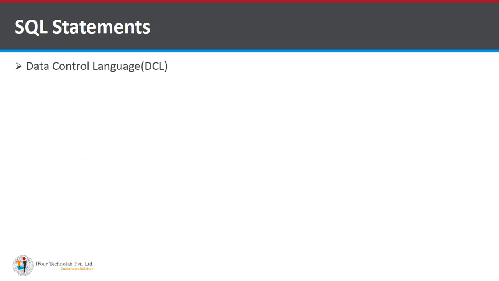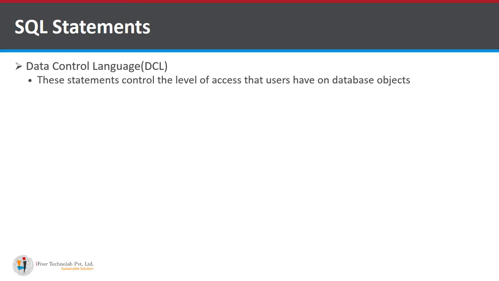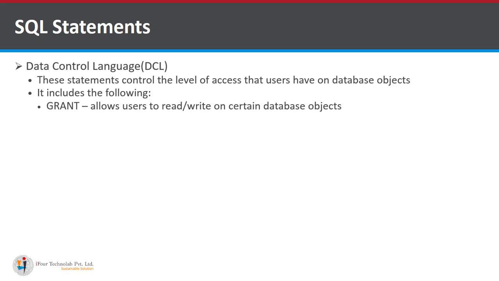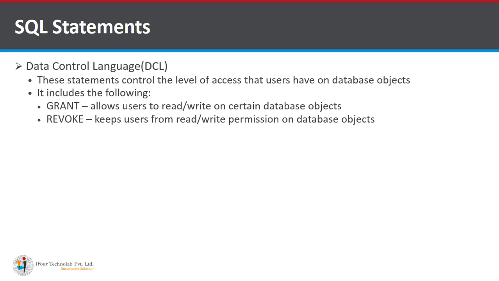Now data control language. Data control language statements are used mostly by a database administrator who can limit access to certain database objects for each user. It is done for security. These statements control the level of access that users have on database objects. It includes the following: grant, which allows a user to read and write on certain database objects. Revoke, which keeps the user from read-write permission on database objects.